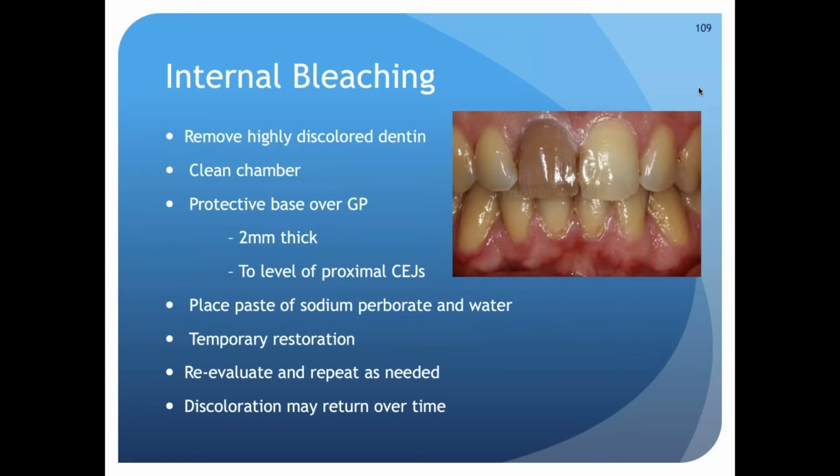A little bit about internal bleaching, or walking bleach. First we want to remove any discolored dentin. We want to clean the chamber really, really well. Then it's really important to put a protective base over our gutta percha that's at least 2 millimeters thick, of some kind of resin or glass ionomer, and we want to do that to the level of the adjacent CEJs. Then we make a paste out of sodium perborate and sterile water, place a temporary restoration over that, and reevaluate and repeat as needed. These can turn out very good sometimes. I have had some rebound ones, so discoloration can return over time. Oftentimes you just go back in there and redo it.